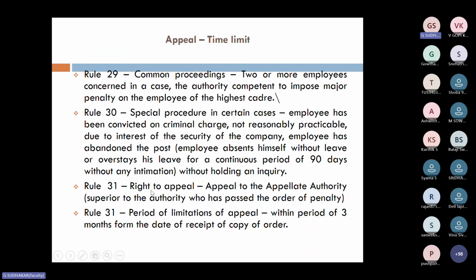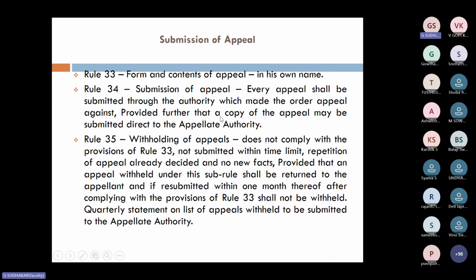And then the right of appeal is important. So I have mentioned that the time limit for the period of appeal is 3 months from the date of receipt of the copy of the order. Important, very important question from the examination point of view. Appeal, submission of appeal, withholding of appeal by the appellate authority.